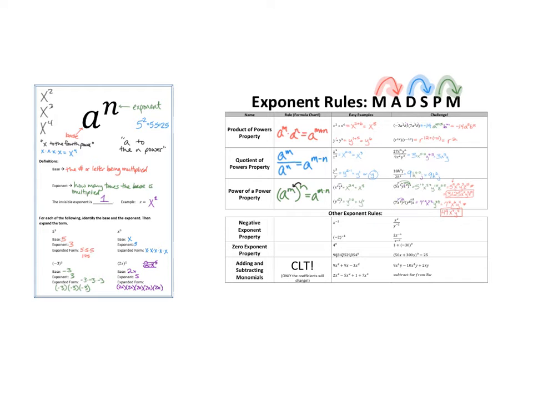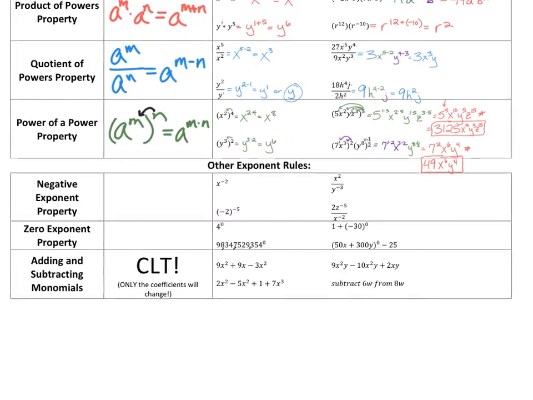We continue our study with exponents. Last time we talked about all of the MADSPAM rules, which is when we're multiplying bases, we add the exponents. When we divide the bases, we subtract the exponents. When we have a power raised to another power, we multiply those powers together. Here are the rules in words and exactly off of the formula chart, as well as some examples that we did last class. We're going to continue our study of exponents with some other exponent rules.